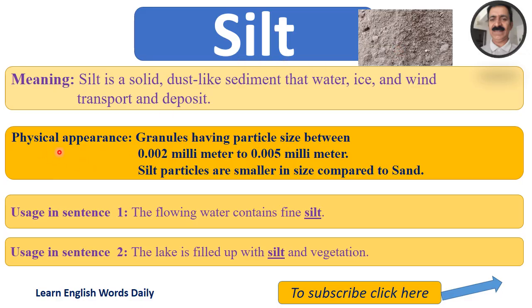Now let us see the physical appearance. The granules having a particle size between 0.002 millimeter and 0.005 millimeter are called silt. That means silt particles are smaller in size compared to sand. Now let us see how the word silt can be used in sentence formation. Sentence 1. The flowing water contains fine silt. Sentence 2. The lake is filled up with silt and vegetation.